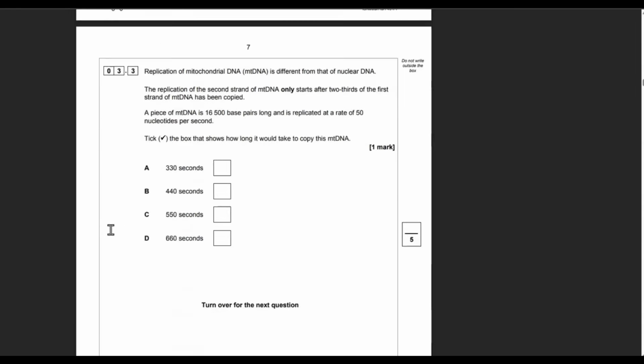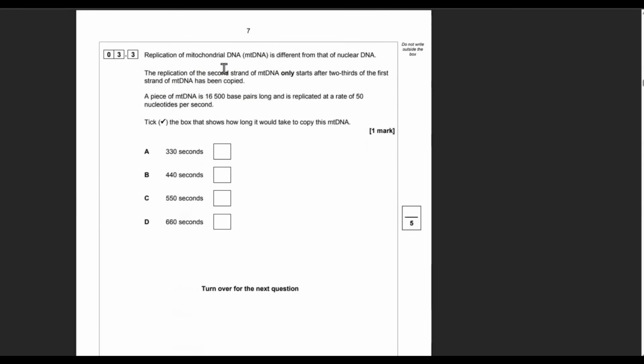So we're now looking at 3.3, replication of mitochondrial DNA, in brackets mtDNA, MT stands for mitochondrial, is different than that of nuclear DNA. The replication of the second strand of mtDNA only starts after 2/3 of the first strand of mtDNA has been copied. Okay, so replication of the second strand only starts after the first strand has been 2/3 copied.